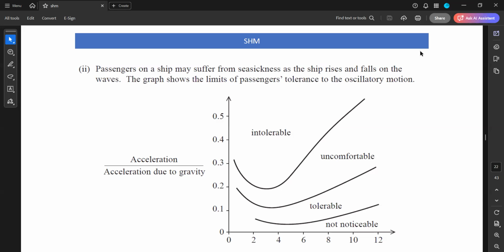So acceleration divided by acceleration due to gravity is a ratio. If the ratio is less than 0.1, it is not noticeable. And if it is less than 0.2, or between 0.2 and 0.3, it can be tolerable. If we have a value in this region, we won't notice that. Here we can tolerate, but any values above will be uncomfortable and intolerable.